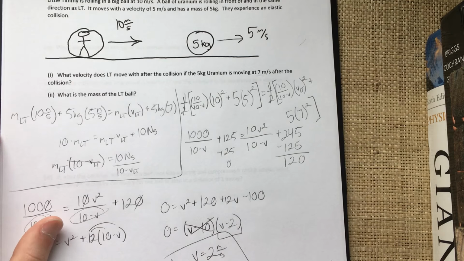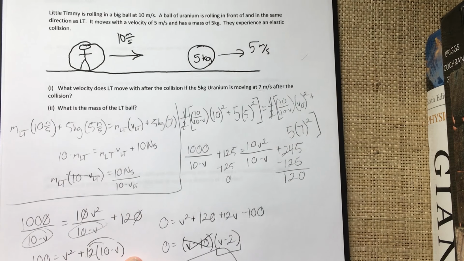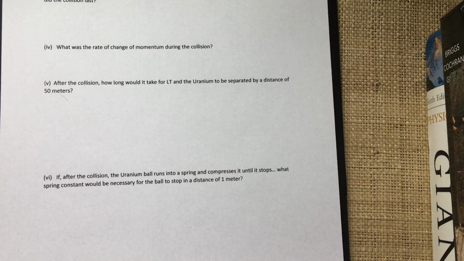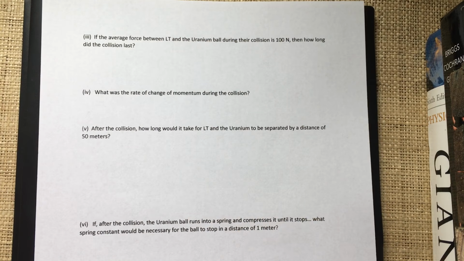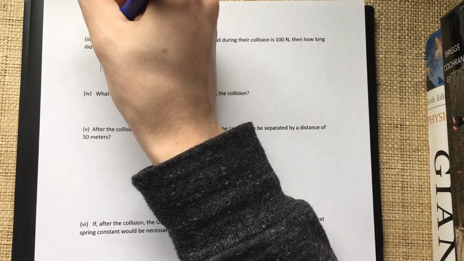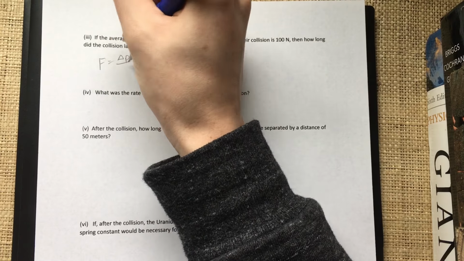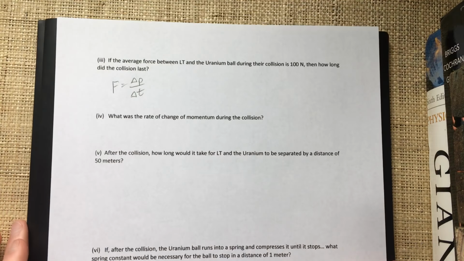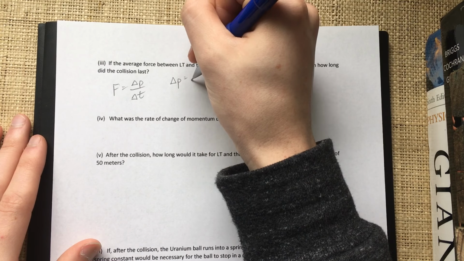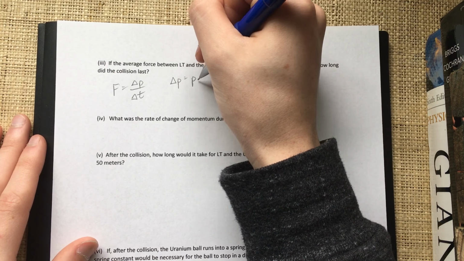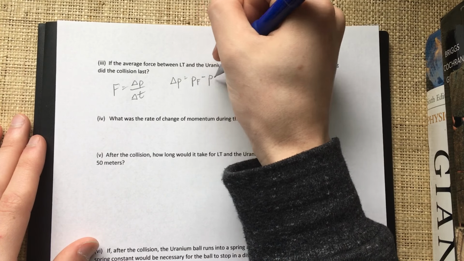So now we have our two answers for numbers 1 and 2. We move on to number 3, which asks if the average force is 100 newtons, how long does the collision last? So you can use this definition of force as the change in momentum over the change in time. And we know that change in momentum is the final minus the initial.